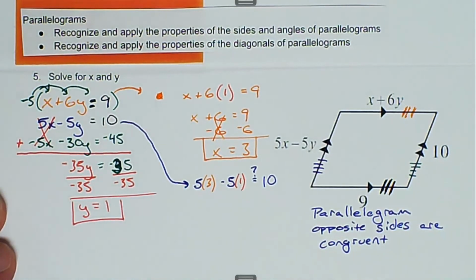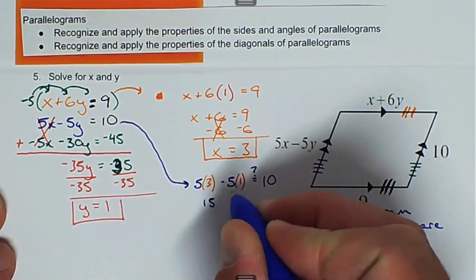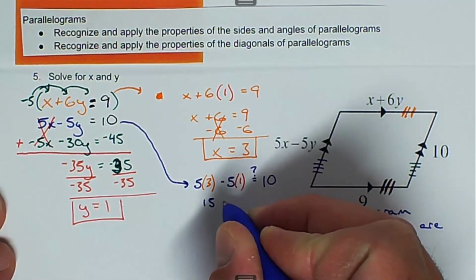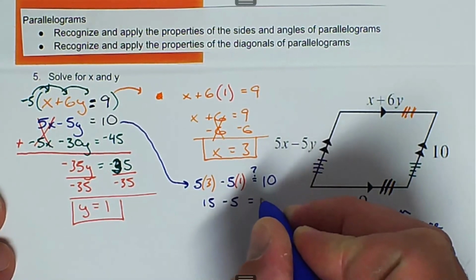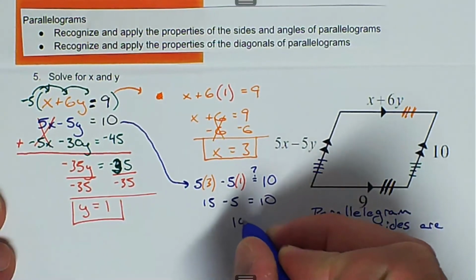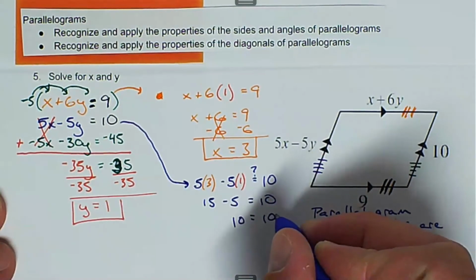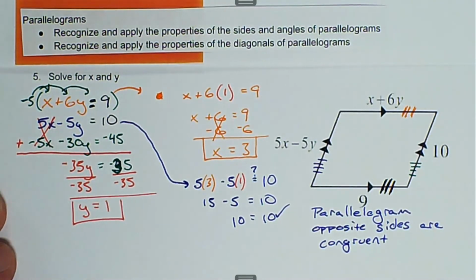So then we can go through and check to see if this indeed is true. 5 times 3 is 15. Negative 5 times 1 is negative 5. And does that equal 10? So 10 does equal 10. So our system is correct.